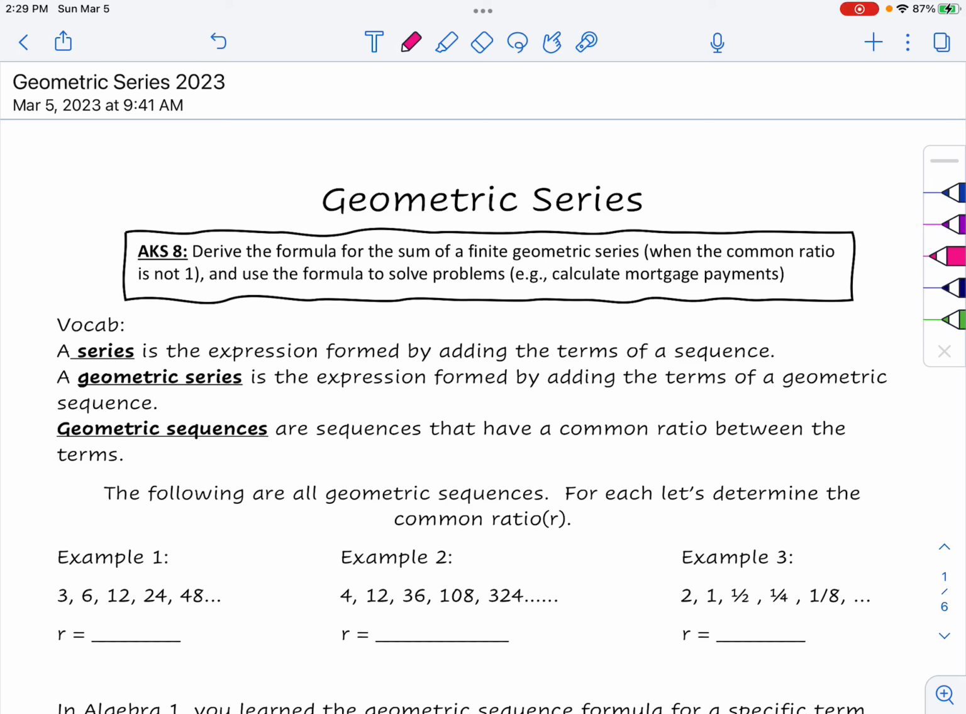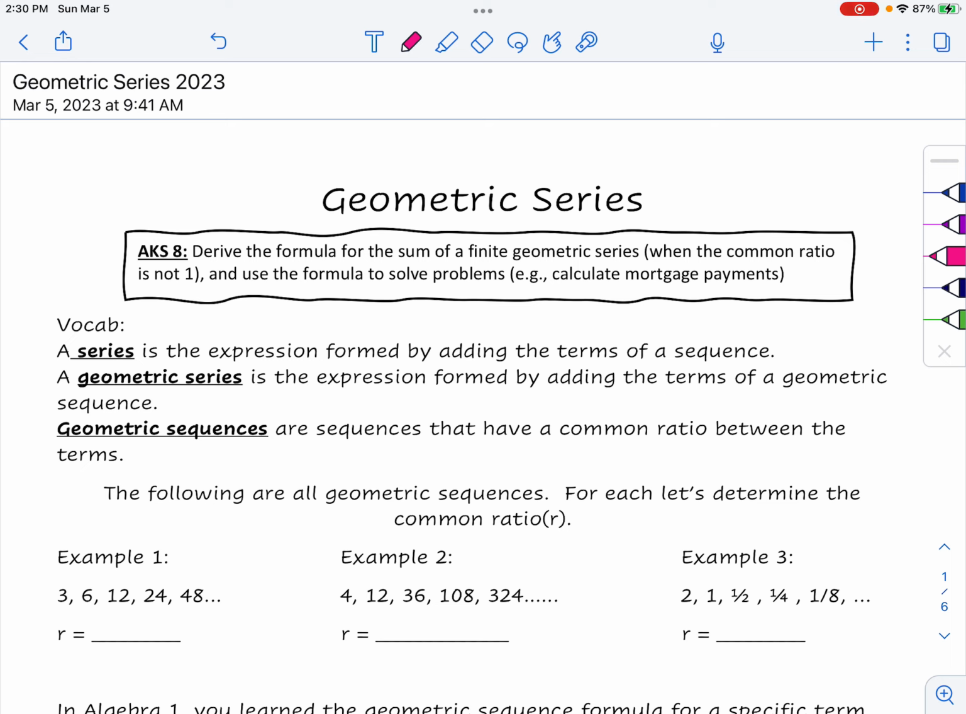All right, today we are going to be learning about geometric series. So let's start with some vocab. Starting with a series in general. A series is the expression formed by adding the terms of a sequence. A geometric series specifically is the expression formed by adding the terms of a geometric sequence.